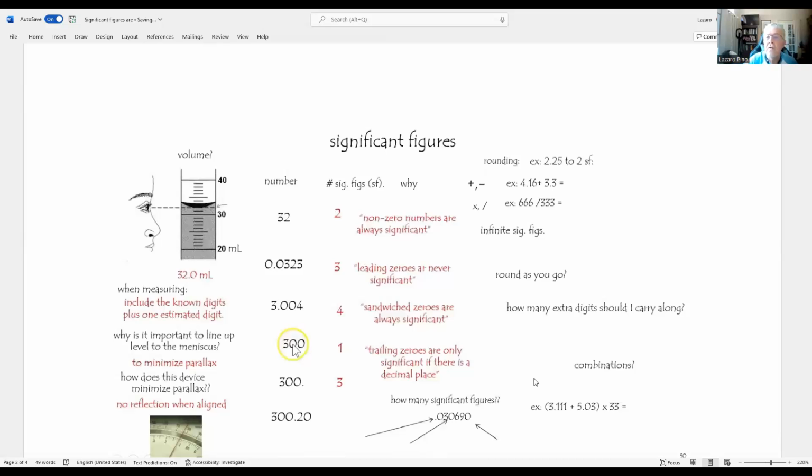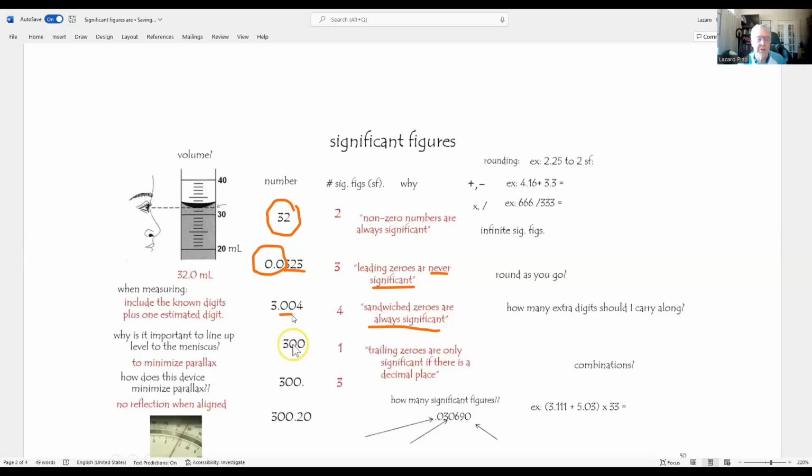Look at this. What are the rules for significant figures? For example, in 32, you have 2 significant figures because all the numbers different from 0 are significant. That's the first rule. In this number, you have 3 numbers different from 0, and you have 2 zeros to the left. These zeros to the left are never significant. So you have here only 1, 2, 3 significant figures. Got it? But in this case, you have 2 zeros in between, like a sandwich. What they call sandwiched zeros. These are always significant.